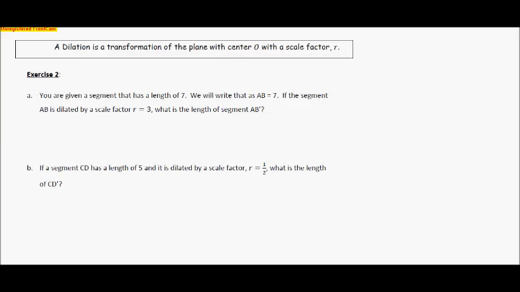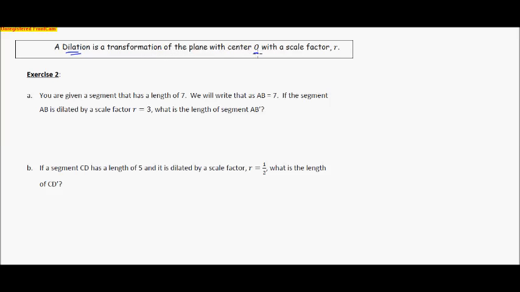And you notice we have another little box on your note packet, and it says a dilation. Now this is another new term for us. It's another transformation. So we've had reflections, rotations, and translations. And now we're going to add in the word dilation. Another transformation, and it says it is a transformation of the plane with center O.